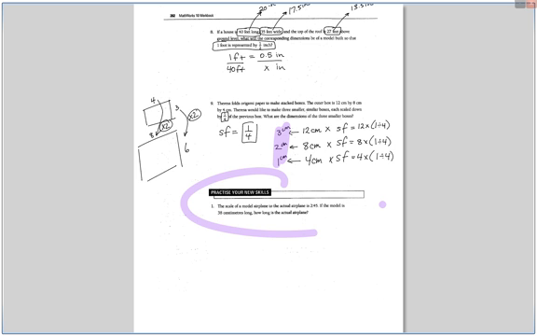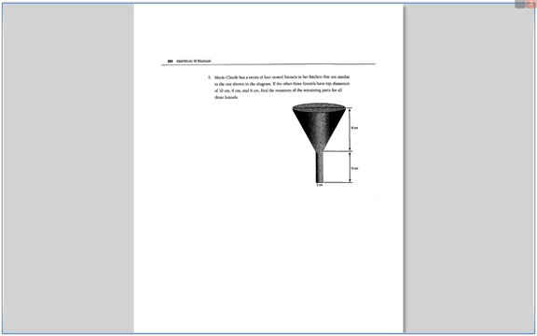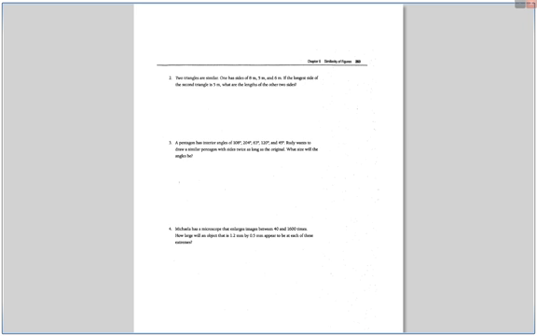So work on practice your skills. Number 1, 2, 3, 4, and 5. And 5 looks like the only one that's pretty challenging. The rest of these look pretty decent. So good luck.